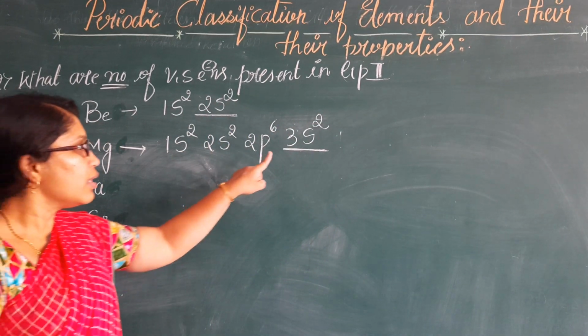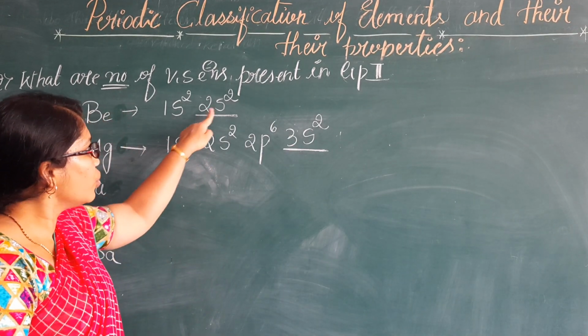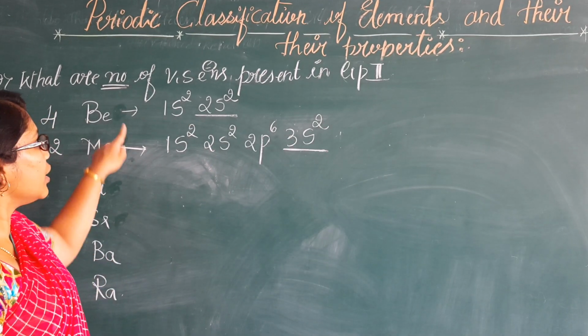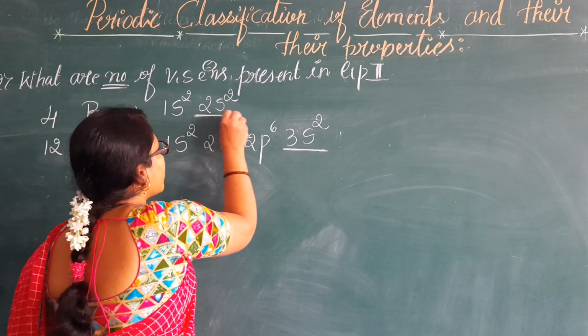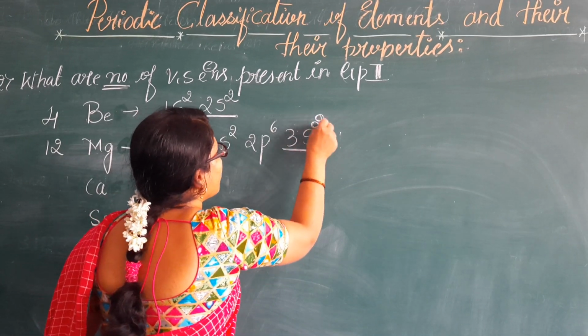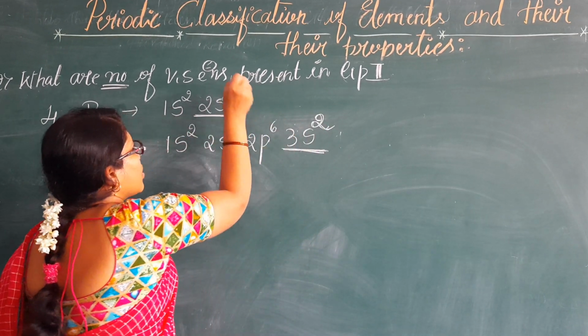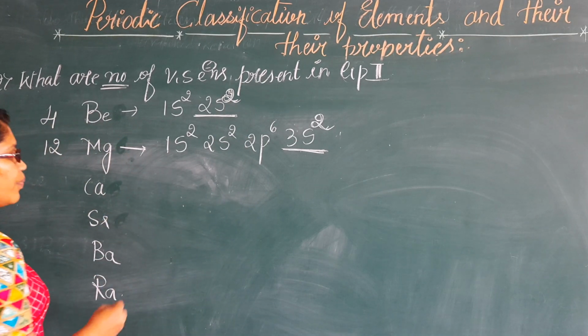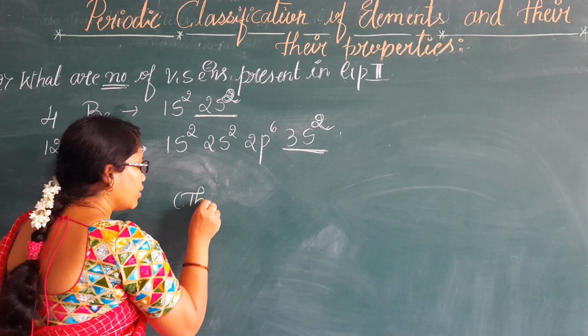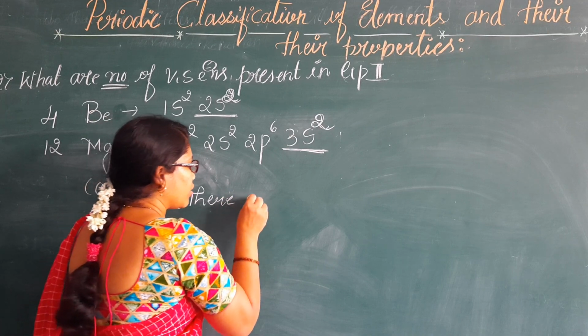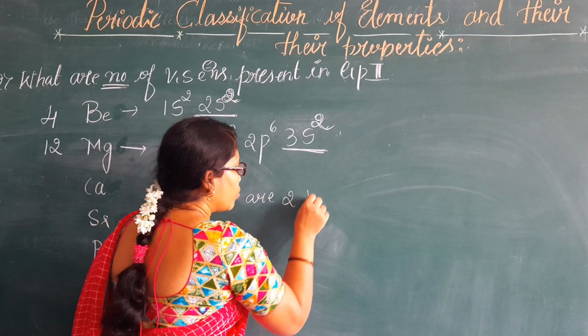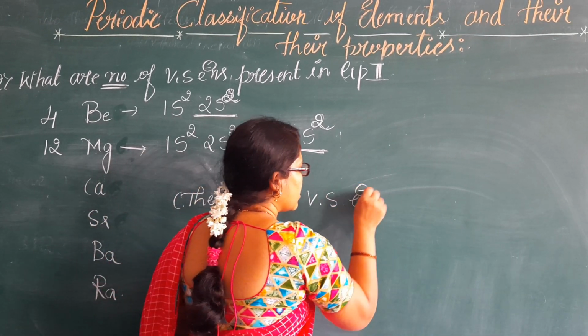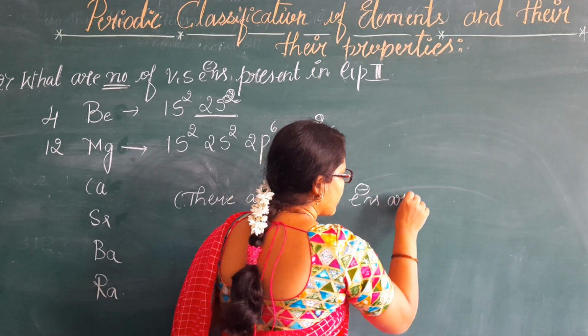In group 1 there was only 3s1, 2s1. Here, in group 2, 2 electrons are lying in the outermost shell. So what will be the answer for the question? There are 2 valence electrons. There are 2 valence shell electrons present.